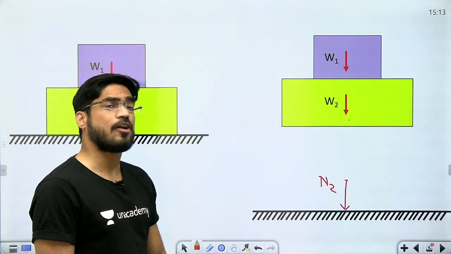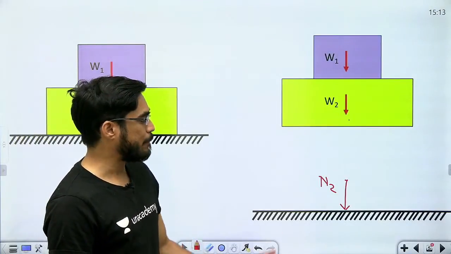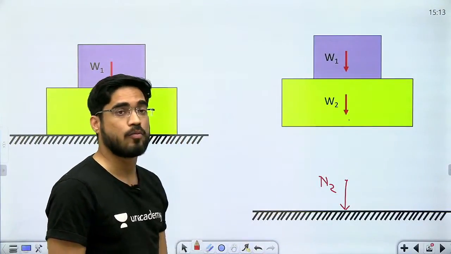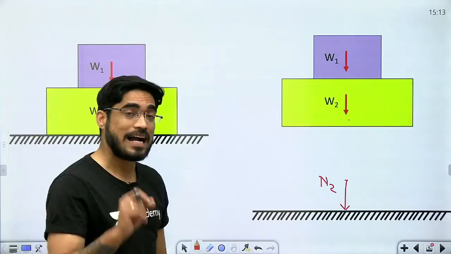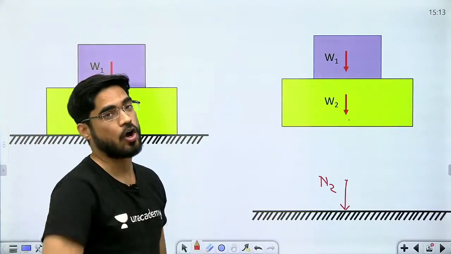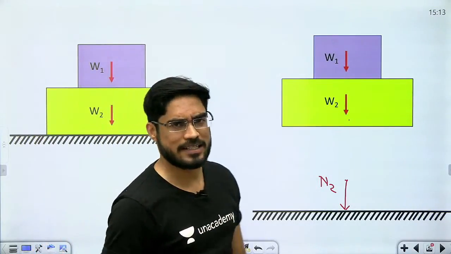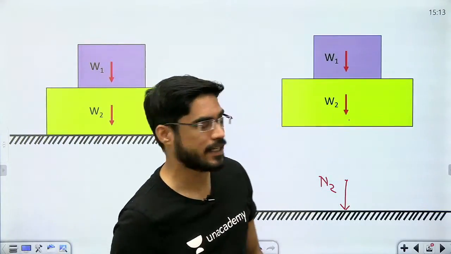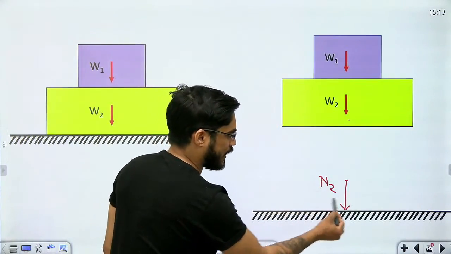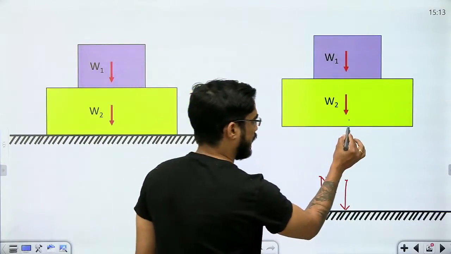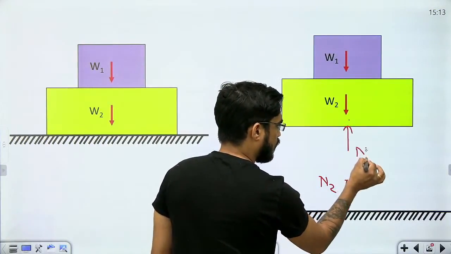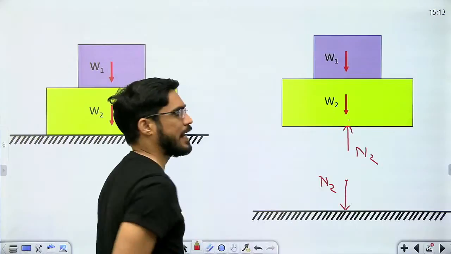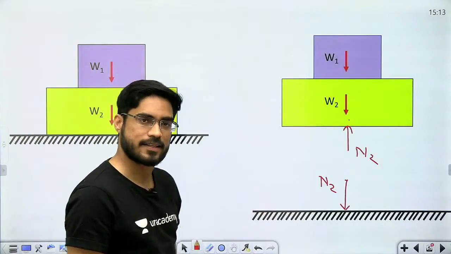Now beta, equal and opposite force must be applied by this surface on the yellow box. According to which law? According to Newton's third law of motion. According to Newton's third law, every action has an equal and opposite reaction. So beta, if this is an action, then there must be a reaction, meaning there must be an equal and opposite N2 on this yellow box, right?